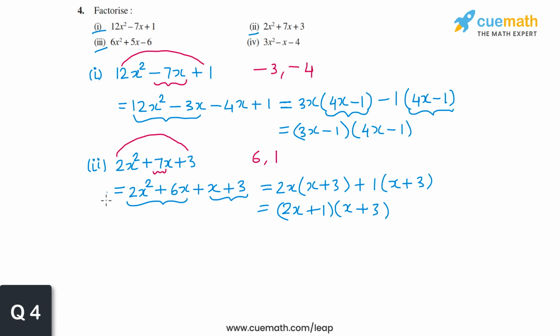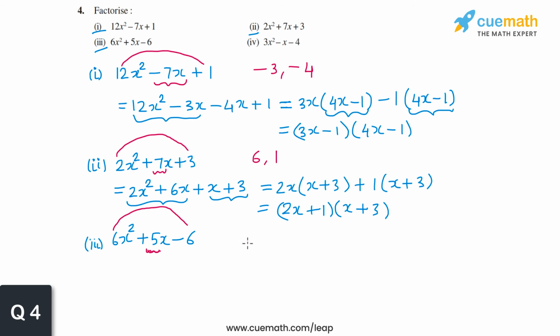Now let's look at the third one. The third one is 6x square plus 5x minus 6. So this time I have to find two numbers whose sum is equal to 5 and whose product is equal to 6 times minus 6 or minus 36. So 36 has factors like 2, 3, 4, 6, 9, 12 and so on, and you have to find out two factors whose sum is equal to 5 and product is equal to minus 36.